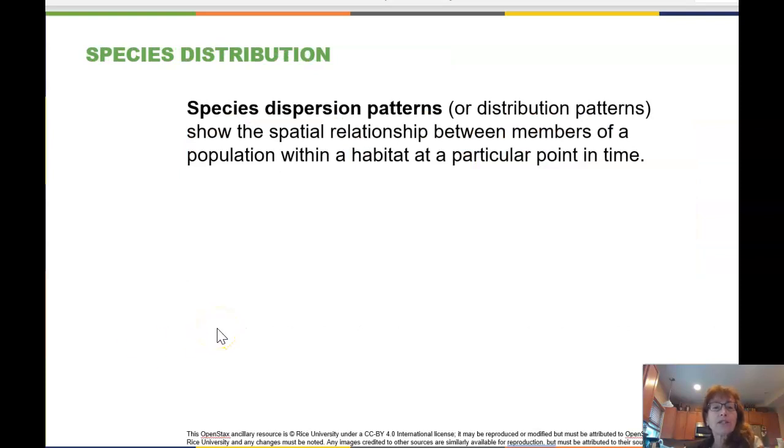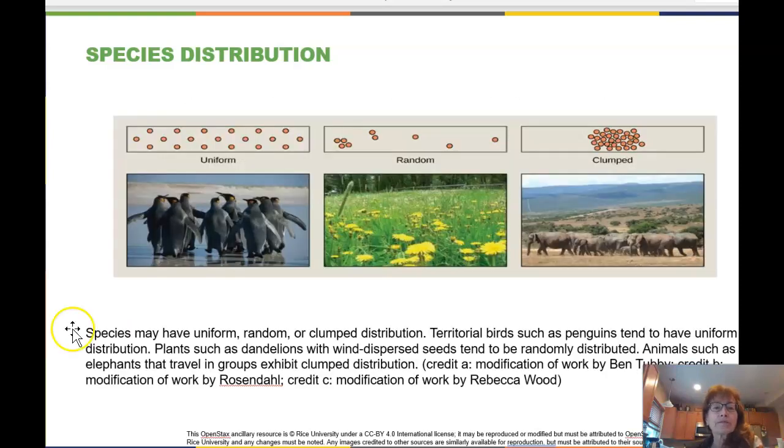We can also look at how species are distributed. We can look at this idea of dispersion. Some species will uniformly disperse, some will somewhat randomly disperse, and some will operate more in this clumped dispersal pattern. So you can take a look at those just to remind you of some of the things we talked about. This was the one, remember, we said it's kind of hard to tell when you look at this picture that it looks much more clumped than uniform, but if you saw an aerial view of a penguin colony, you'd see a much more uniform distribution.